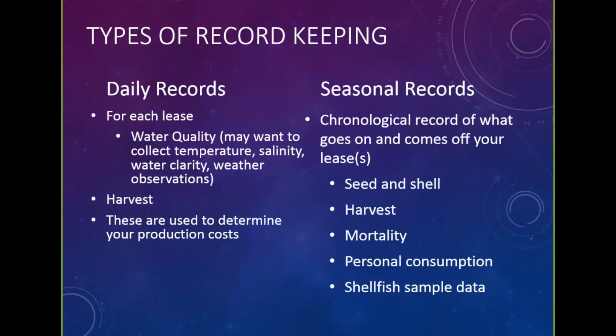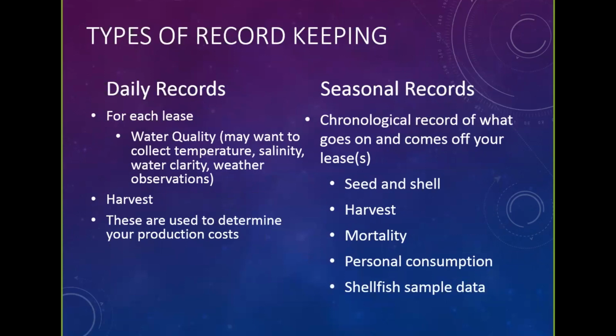So you might have daily records. So if you're for your shellfish farm or your ponds or your tanks, you might be collecting water quality data, especially in the hot summer time in ponds. What's the oxygen, what's the temperature, what's the weather like, how things have been going. Anytime you harvest, you should write it down so that you'll know what is in your pond or on your lease or in your cages. These harvest and daily records can be used to help determine your production costs.